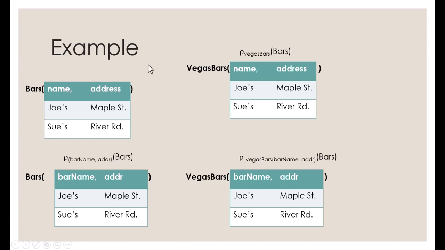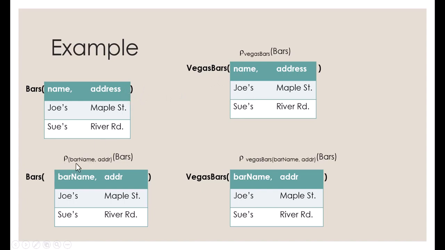Here is an example of a table called Bars. We have name and address. Joe's is on Maple Street, and Sue's is located on River Road. Here I have the rename operator rho, and I took the original table called Bars and renamed it to be called Vegas Bars. Now the name of the table is Vegas Bars, and notice how the names of the attributes are exactly the same as the original.